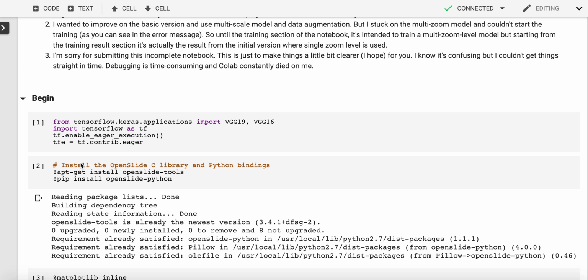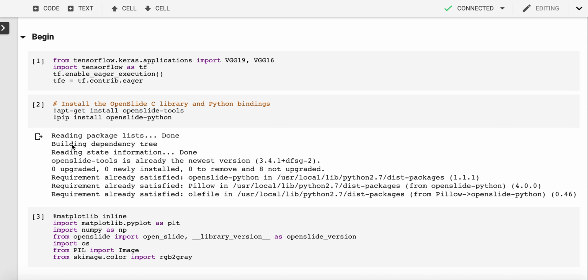Just to make things clear, the first part of this notebook, up until the training section, is all code intended to train a multi zoom level model that uses data augmentation. After the training part, the result actually comes from my initial model. So I hope I can explain that. Okay, let's start.